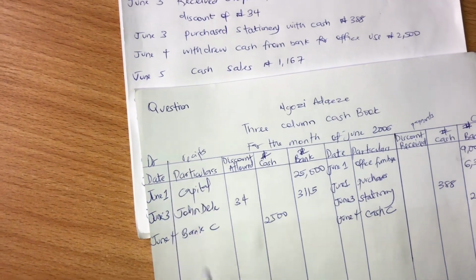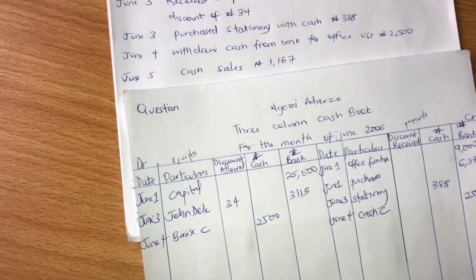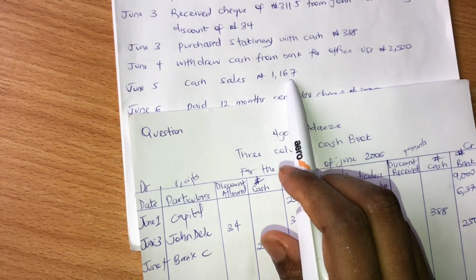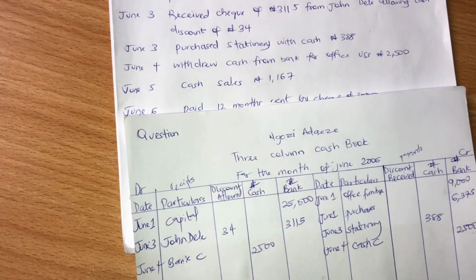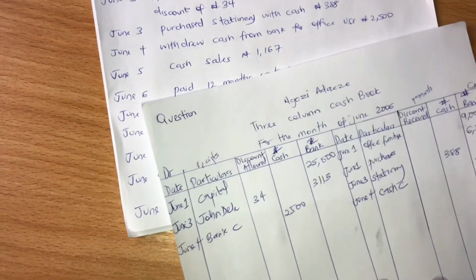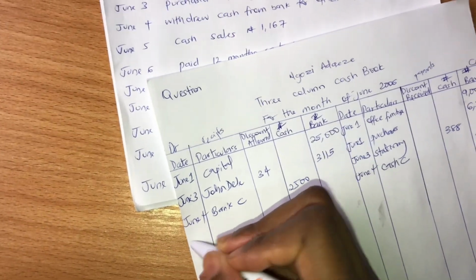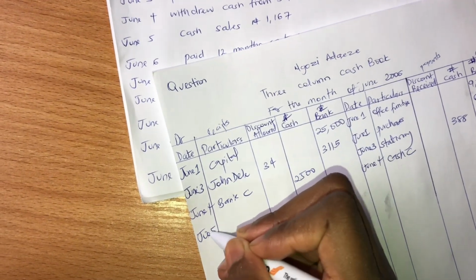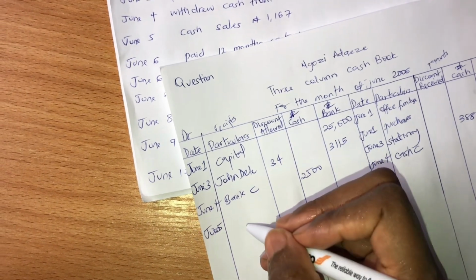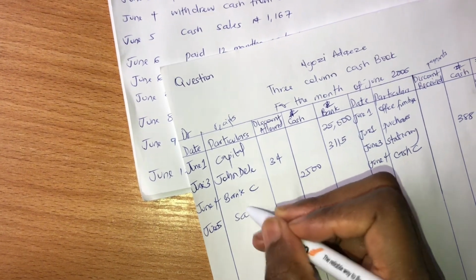So the next one is June 5th, cash sales of 1,167. So when there's cash sales, it's like a receipt income. So it's going to be on the debit side. June 5, sales.